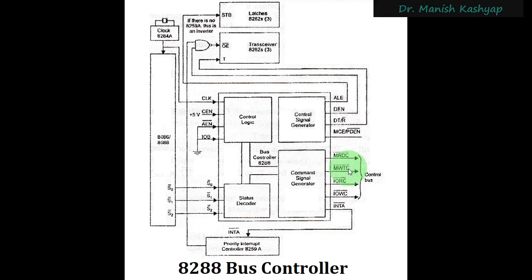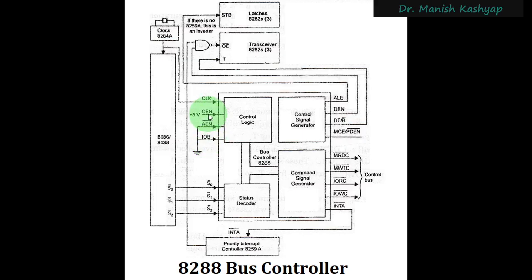Similarly, this IOB signal that you see here is used for the input output bus mode, right? This signal selects the input output bus mode or the system bus mode operation. When several other microprocessors are working with this 8086 microprocessor, then to select the appropriate bus mode, this IOB signal has to be activated. So this IOB is used for that purpose.